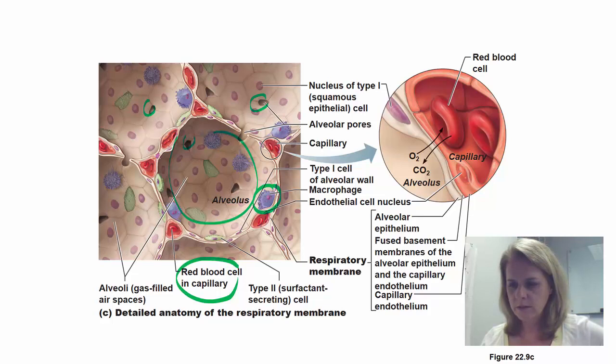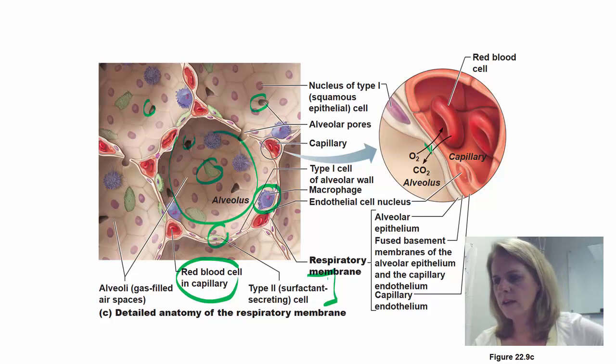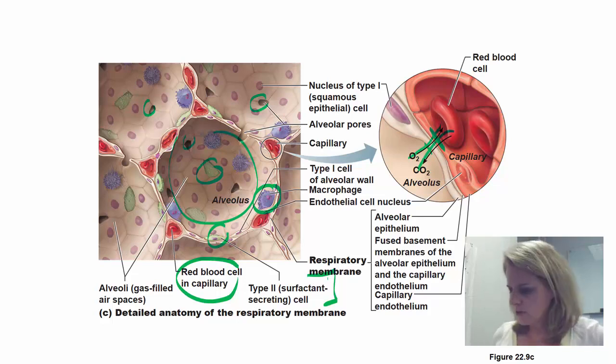What else can you see on this? Oh, and then you can also see the cells that make the surfactant. These are the little green things. You can see it's just really, really thin. The blood vessel capillaries are right up next to the alveolar wall. Really thin membrane allows easy exchange of oxygen and carbon dioxide.